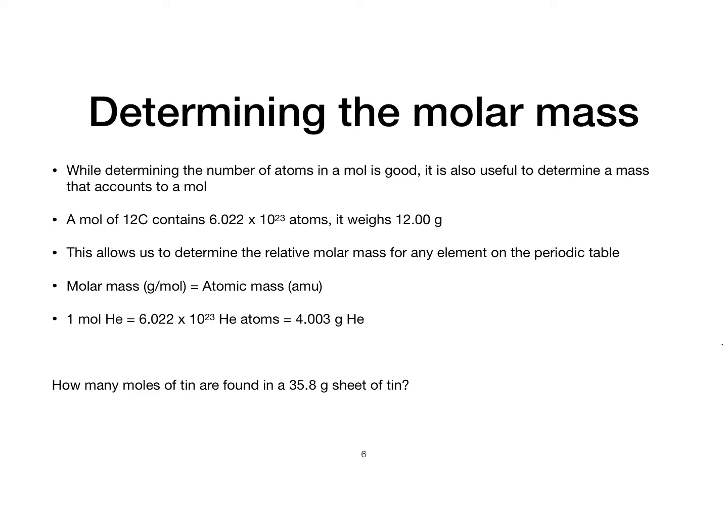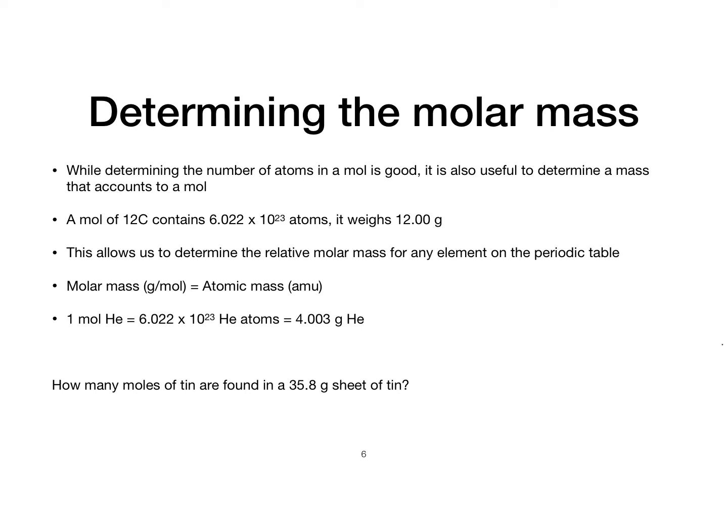So I told you that there are no scales that measure in atomic mass units. There are also no scales that measure in moles. So we would like the ability to calculate how many grams something is. So in Amedeo Avogadro's calculation, he determined that 1 mole of carbon-12 atoms contains 6.022 times 10 to the 23rd atoms. It also weighs 12 grams. So what he then did was he was able to calculate the relative molar mass for any element on the periodic table. So the molar mass in grams per mole is equal to the atomic mass.